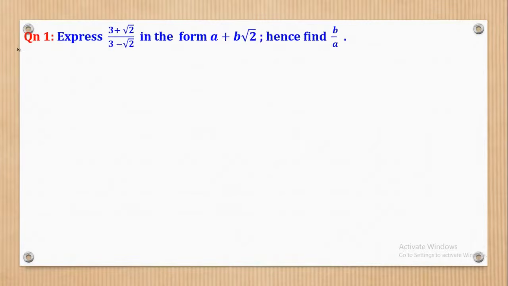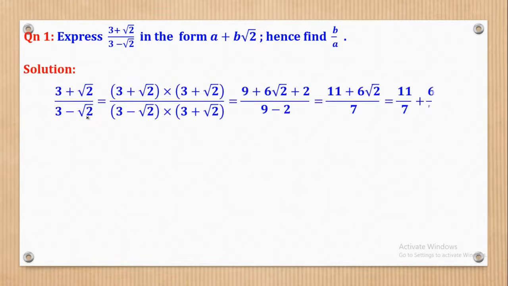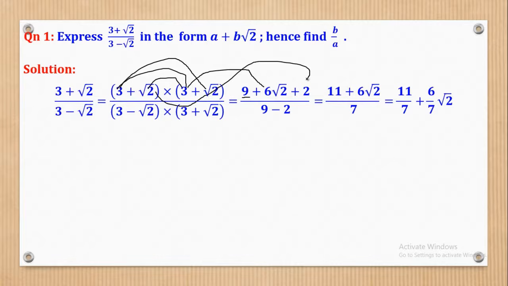Now let's go through some of the questions. Question 1 says, express this in the form this, and then find b over a. So in this case, the conjugate surd is 3 plus root 2. That's why I multiply both up and down. Then when you expand, it implies that this times this gives you 9. Then this times this gives you 3 root 2, and also this times this is 3 root 2, so when you add the 2 will come up with 6 root 2. Then this times this gives you 2, which is here.